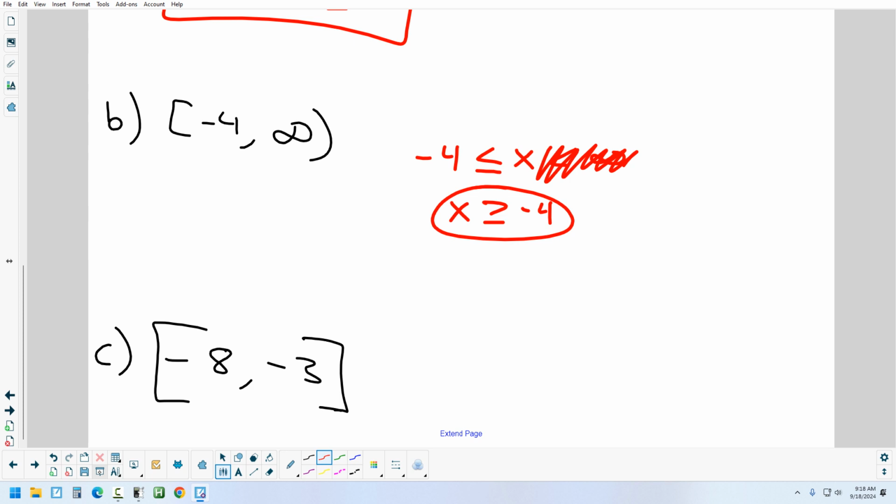And now I want to write it as an inequality. This time I do need it as a conjunction. How about Courtney? Can you tell me what that would be? As a conjunction, x is greater than or equal to b, and x is less than or equal to 3. Like that? Is that a conjunction? Yeah, it's a conjunction.